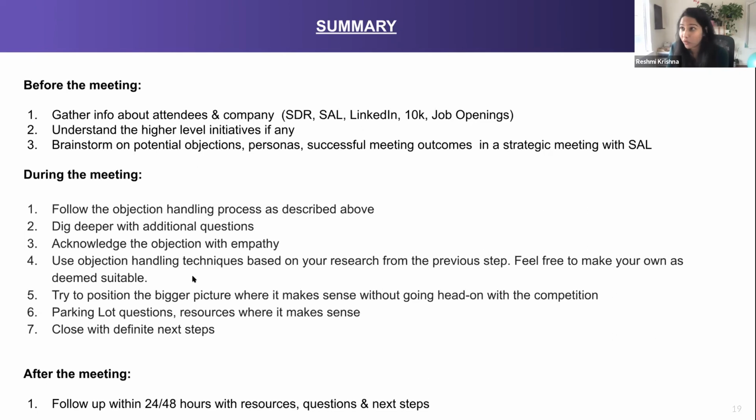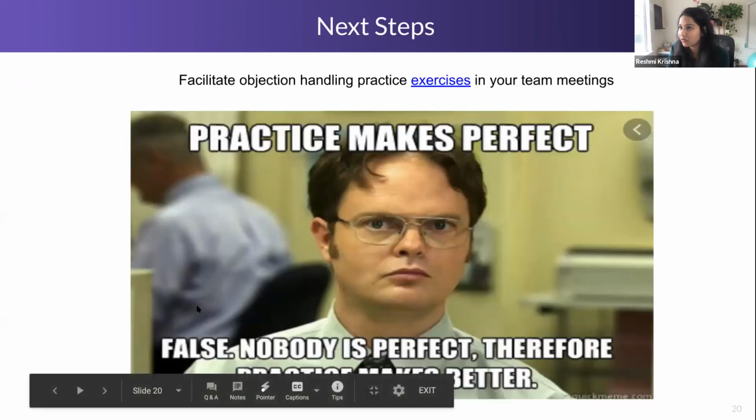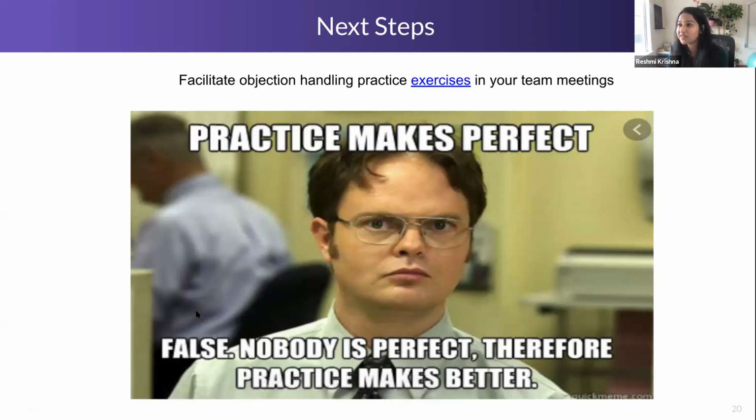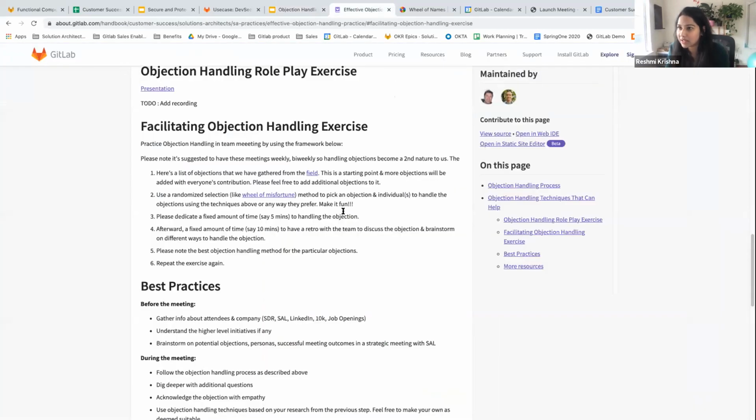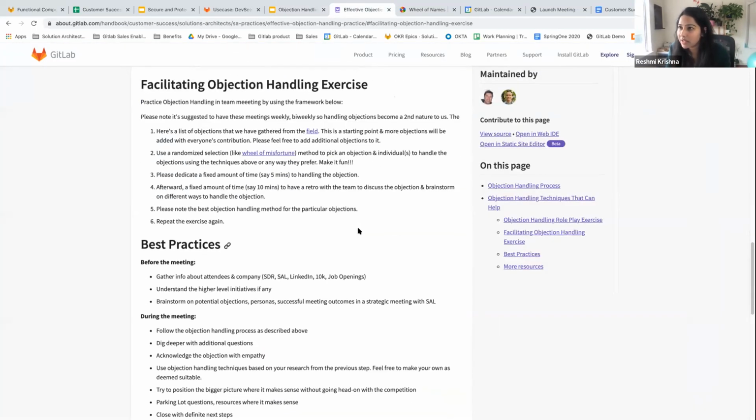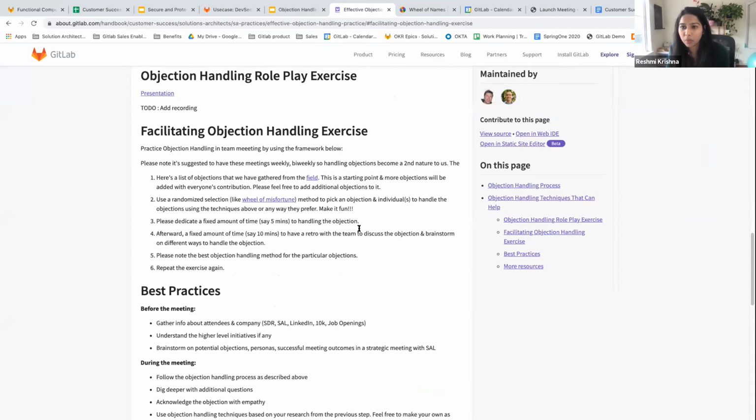Cool. So I'm going to move forward. I do have just quick slides to cover. So, in true sense, next step. So what is our next step? We are going to facilitate an objection handling exercise for you all in the team meetings. So what is that going to be like? Really, really simple. We have a list of objections we got from the field that's here in the handbook. We will use some randomized method to pick the objection, and a volunteer, we're not going to volunteer people here, to handle that objection.